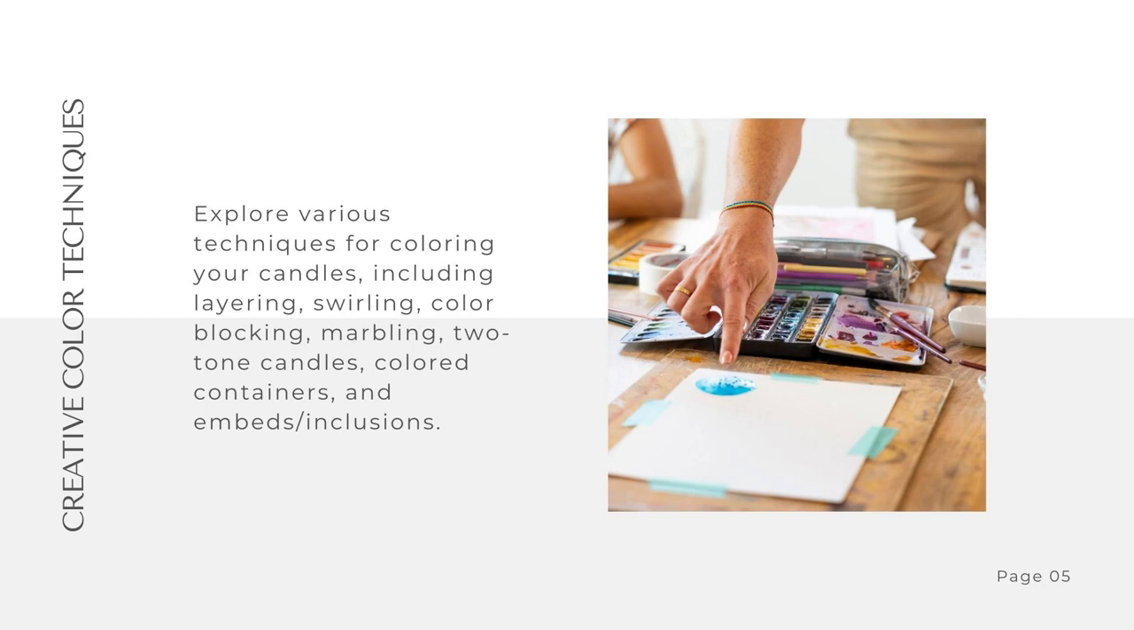Color blocking. Create a modern and bold statement with color blocking. Pour sections of different colored wax into your mold, allowing each layer to harden slightly before pouring the next. This technique works best with geometric molds for a clean and defined look.